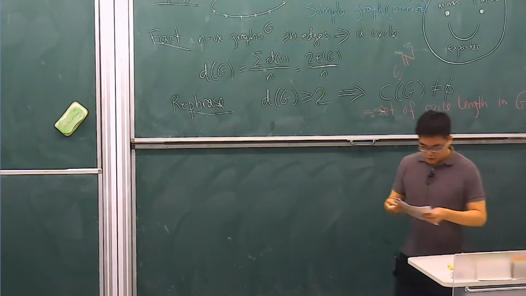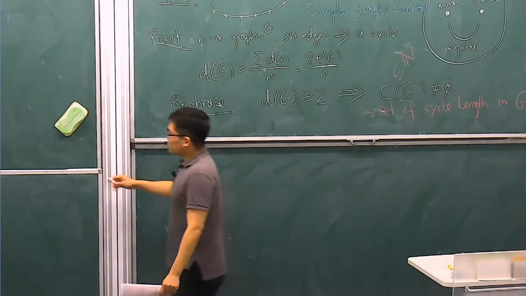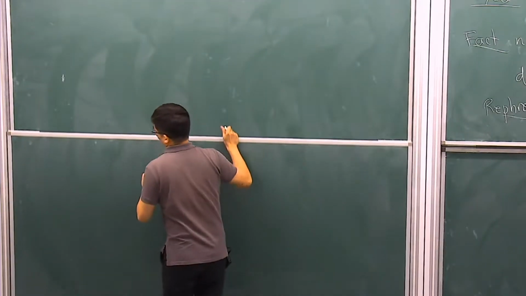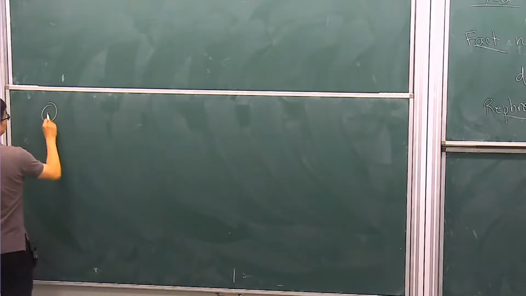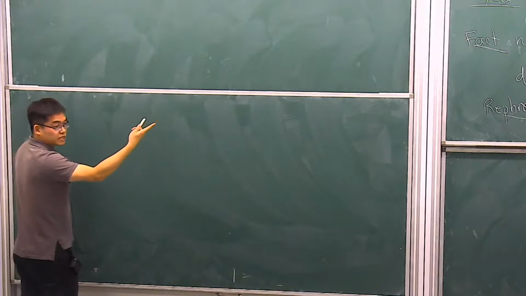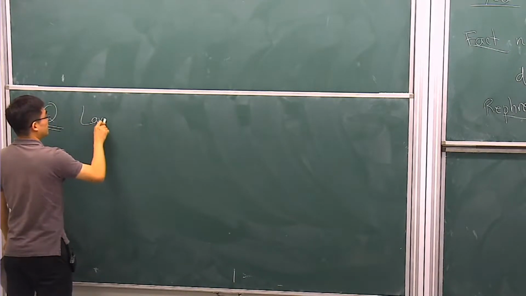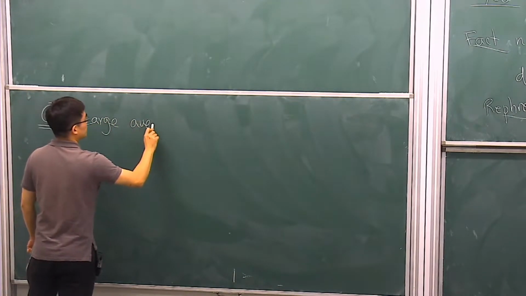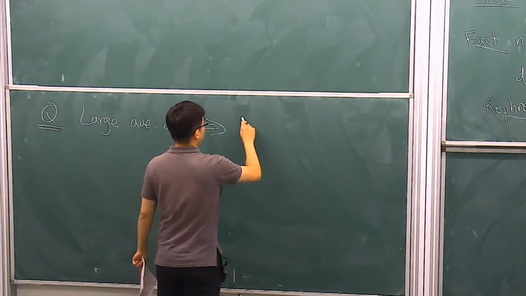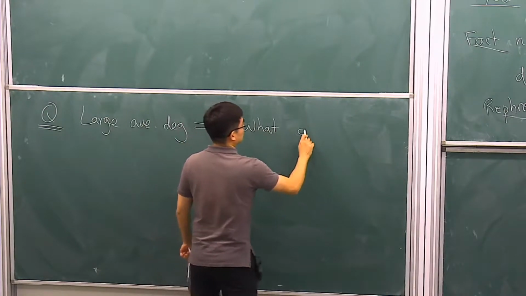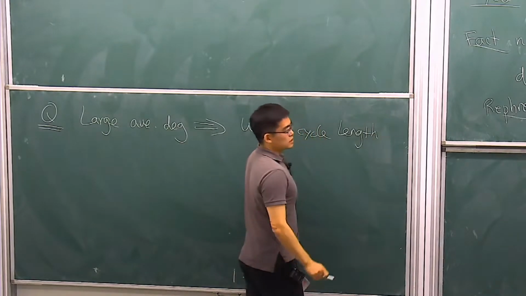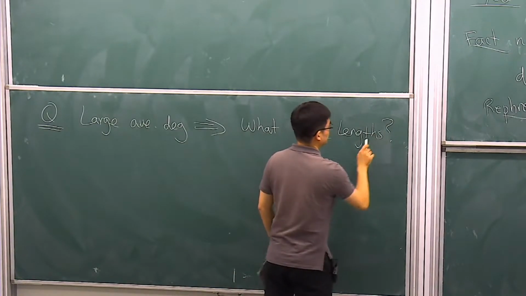So now, here's the theme: that basic question. If we want to extend this basic fact, if we have large average degree, the question is, what cycle lengths can we have? Do you know anything about this set C of G? Can you say anything about it?